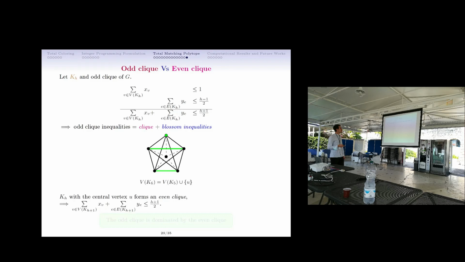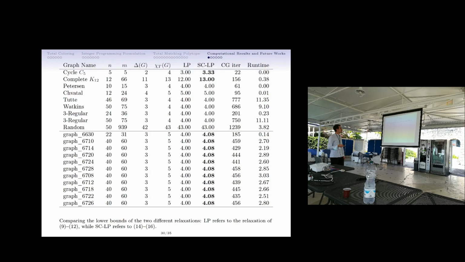If we add a new central vertex to the odd clique, we can obtain an even clique, and so every feasible value for the odd clique stays feasible for the even clique, and so the even clique inequality dominates the odd clique inequality. Finally, we can see our computational tests, based on parameters such as the number of nodes, the number of edges, the maximum degree delta, and the optimal value.